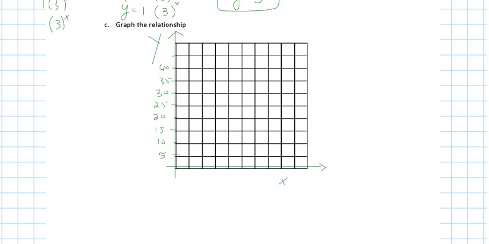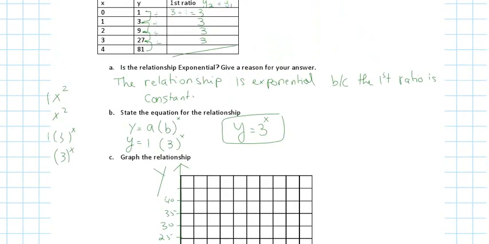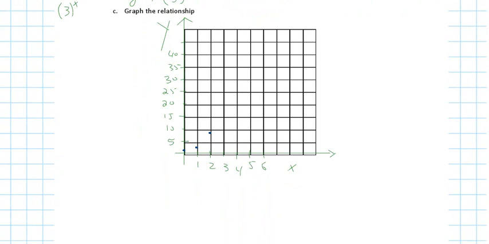Okay, 1, 2, 3, 4, 5, 6. So for x is 0, y was 1. So right here. x is 1, y is 3. x is 2, y is 9. x is 3, y was 27. And x is 4, y is 81, so that's way off the chart.